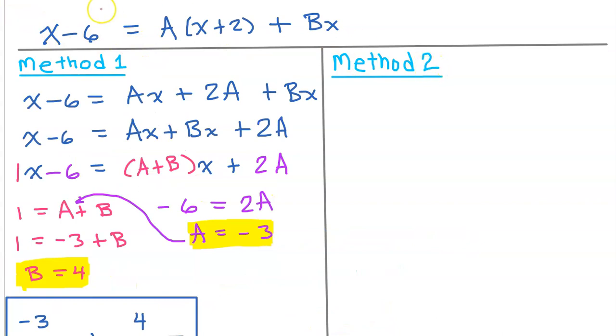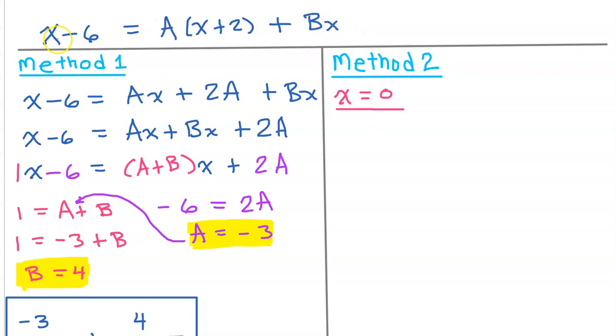Method 2 is to find a and b by plugging in values for x. You can plug in whatever values you want into an equation. However, it will be most helpful if you pick a value that will make these terms disappear one at a time. For example, this term will disappear if x is equal to 0. So let's plug in 0 for all of the x's.